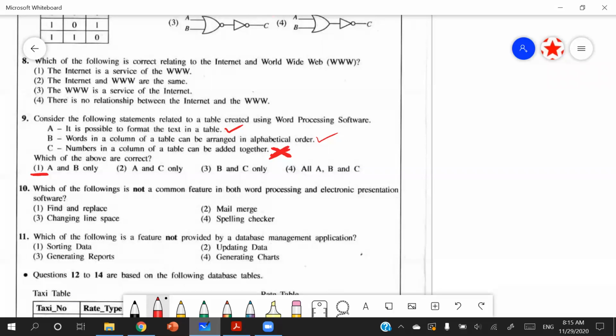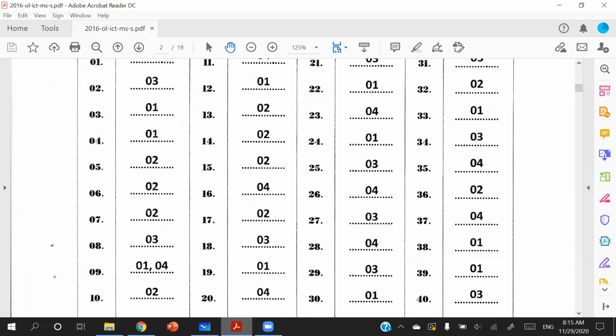They are asking which is not a common feature. Definitely it's going to be the mail merge, because mail merge is a word processing software specific thing, right? Find and replace, you can find it. Change in line space, yes you can. Spelling checker, yes you can, right? So the 10th, it's going to be the second. Yeah.